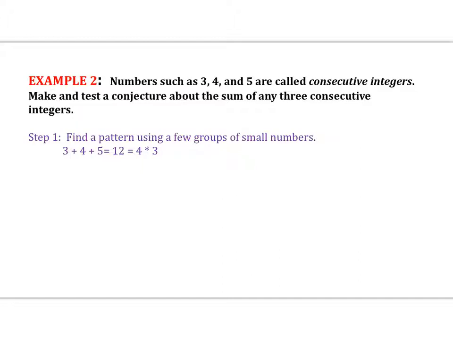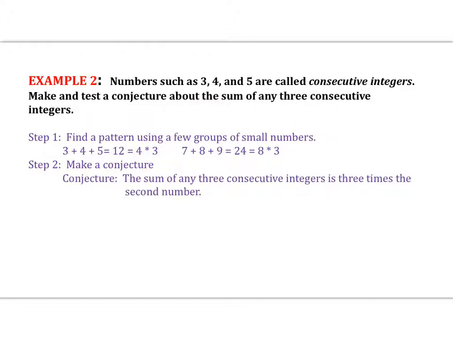Let's consider a different grouping. How about the values 7, 8, and 9? If we add 7, 8, and 9, we get a sum of 24, which is equal to 8 times 3. All right, so our next step will be, let's make a conjecture based on just these two groupings.